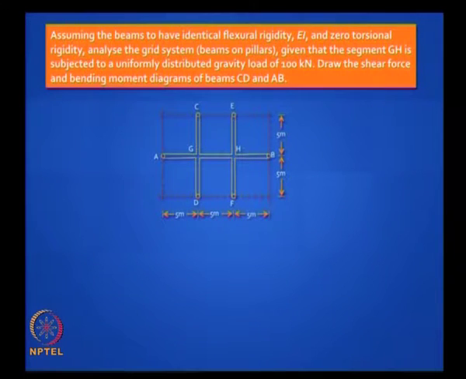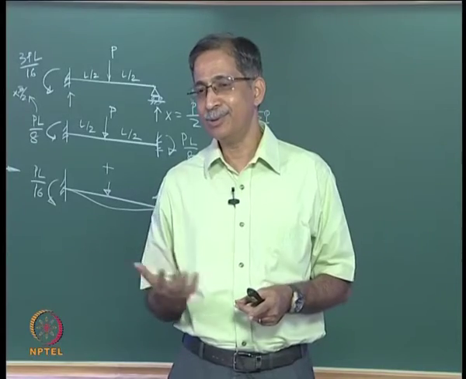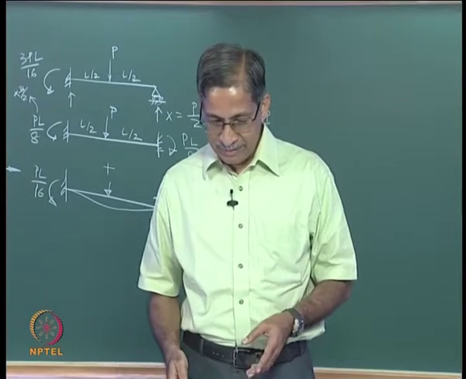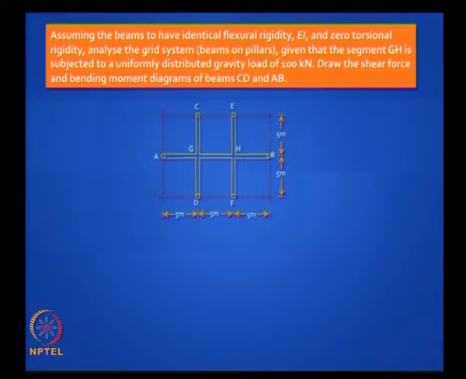Draw the shear force and bending moment diagrams of beams CD and AB. Now here I am only going to give you the concept, and I request you to go through the detailed calculation at your leisure. It is all given in the book. So conceptually, how will you deal with this problem? It looks complicated. Separate out. So which one will you separate out? CD and EF from AB.